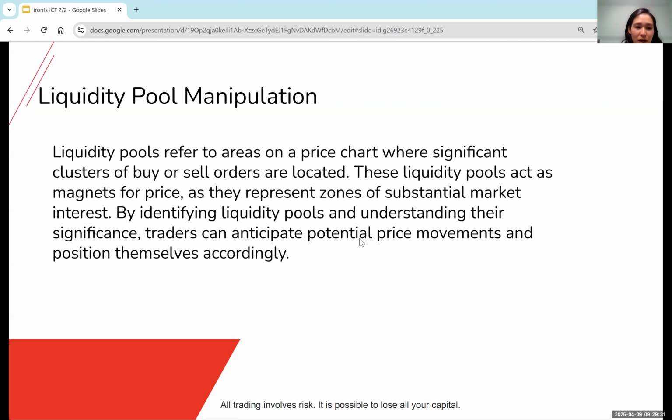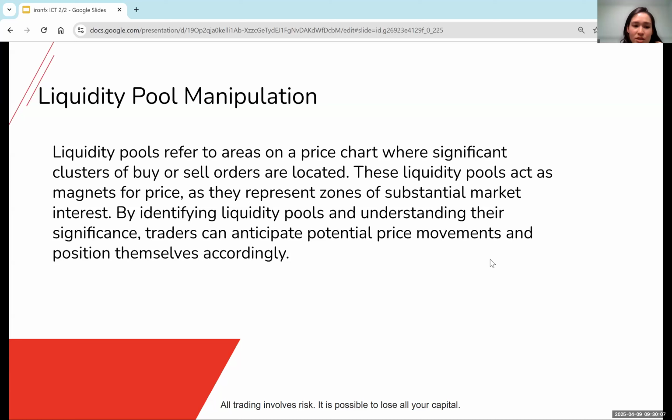Okay, let's talk a bit about liquidity pools. Liquidity pools refer to areas on a price chart where significant clusters of buy or sell orders are located. This typically happens near your swing highs and your swing lows as well. These liquidity pools act as magnets for price as they represent zones of substantial market interest. By identifying liquidity pools and understanding their significance, you can anticipate potential price movements and position accordingly.